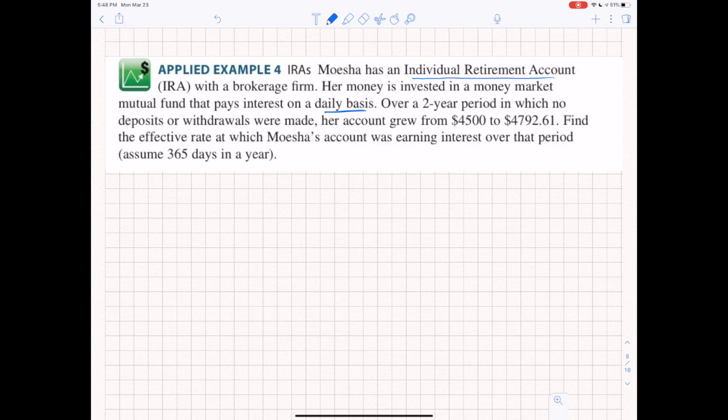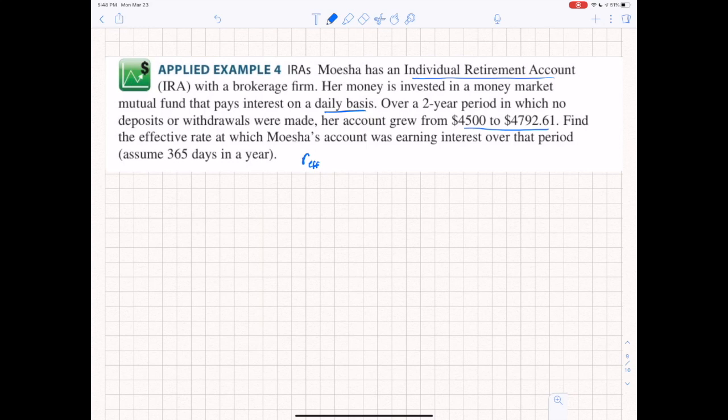Over a 2-year period in which no deposits or withdrawals were made, her account grew from $4,500 to $4,792.61. What this problem wants us to find is the effective rate. So I want to know what our effective rate is for this account if she's earning interest over that period.